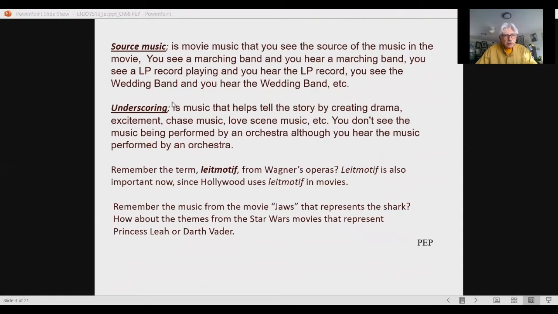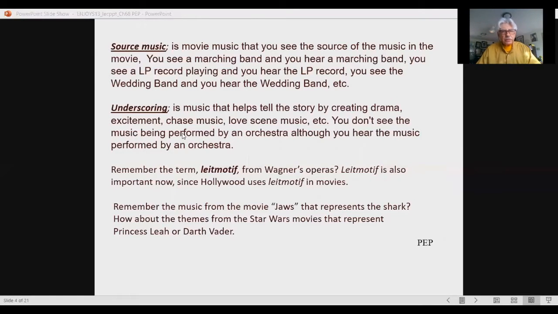So the difference between source music and underscoring. Source music is movie music where you see the source of the music in the movie. You see a marching band and you hear a marching band. You see an LP record playing and you hear the LP record. You see the wedding band and you hear the wedding band, etc.